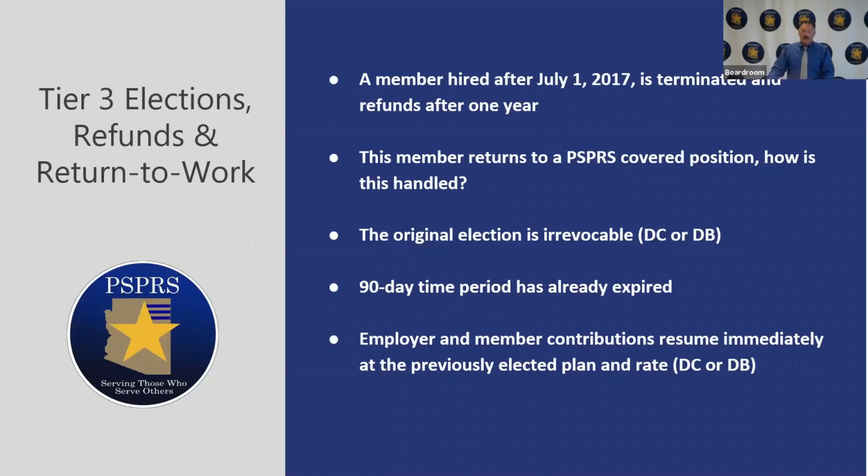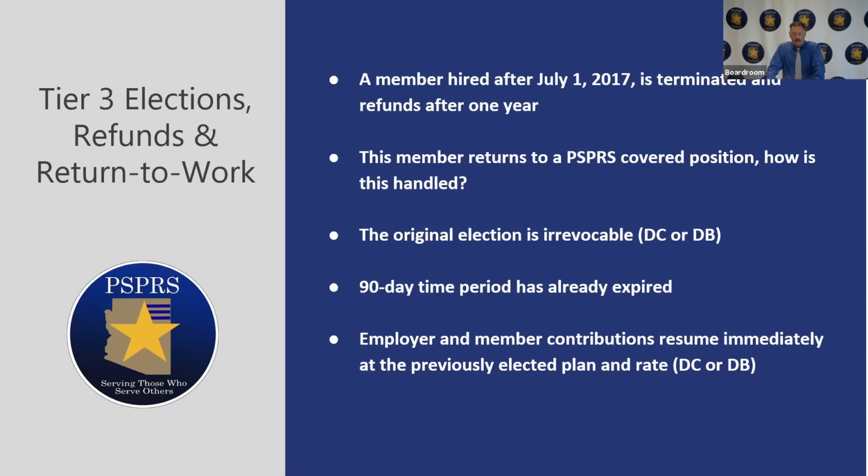So I'm going to close with a unique situation. A member was hired after July 1 of 17, which again made them a tier 3 member. After 1 year, they terminated and accepted a lump sum distribution. They refunded their account. Shortly thereafter, the member comes back to a PSPRS covered position.